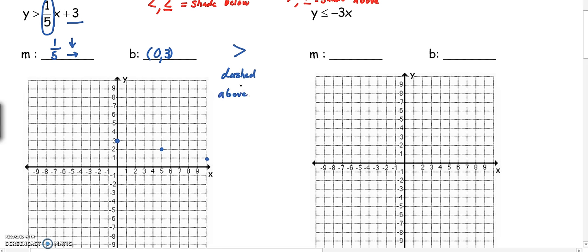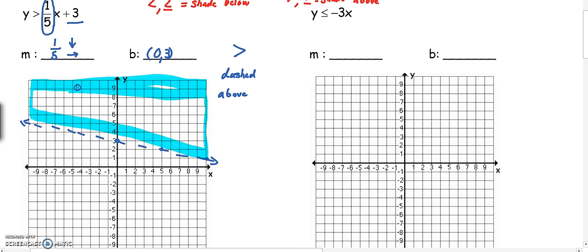So first I'm going to create a dashed line across this whole graph. I want to make sure that I have arrows on each end of my line. And then I'm going to shade above. So I'm going to shade all of the area that is above my graph.